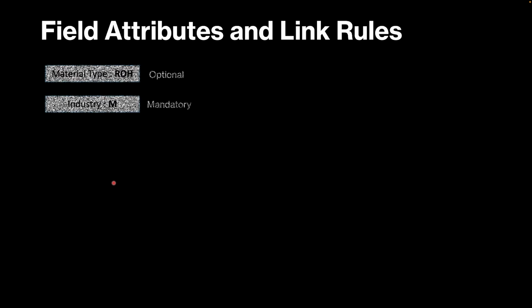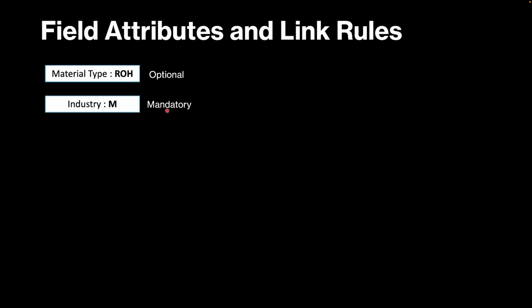Okay, let's take an example. Let's say that for a particular field, you have marked the setting such that for material type ROH, the field shall be optional. And for industry type M, that is for mechanical engineering, the field shall be mandatory. Now let's say that you are creating a material with material type ROH and industry type M. So you have a combination of these two field selections.